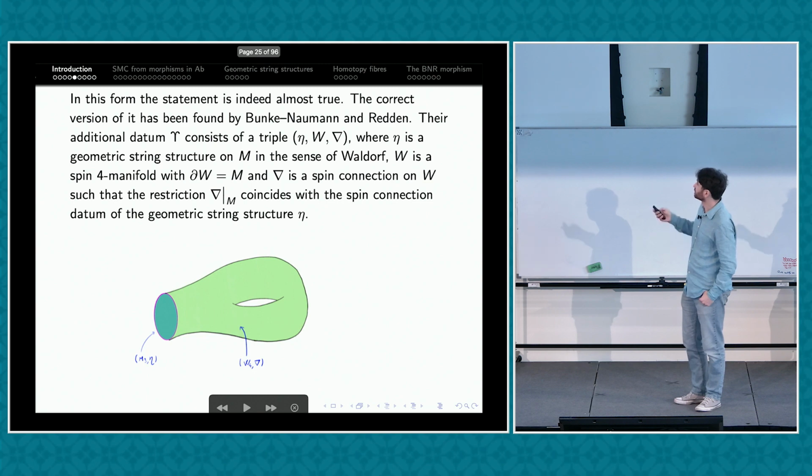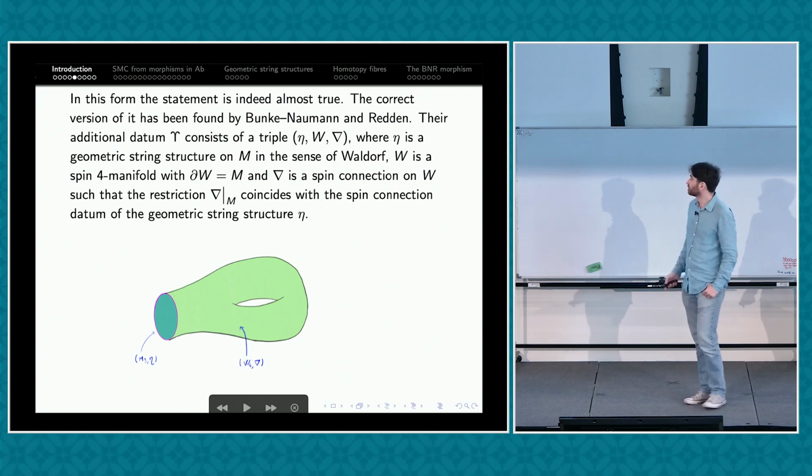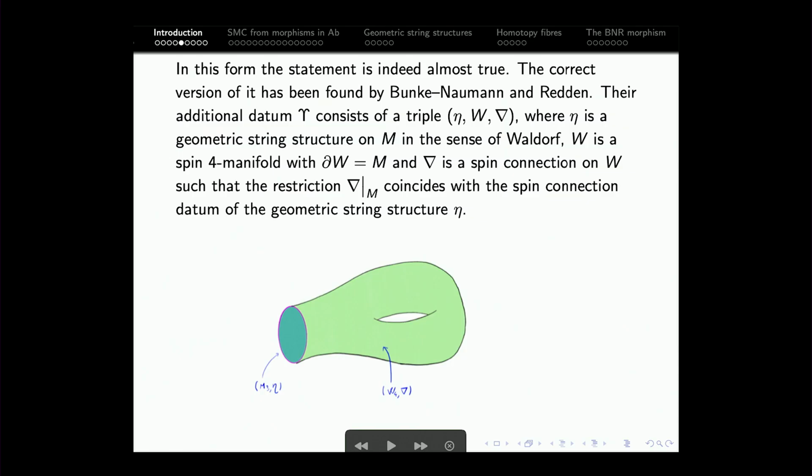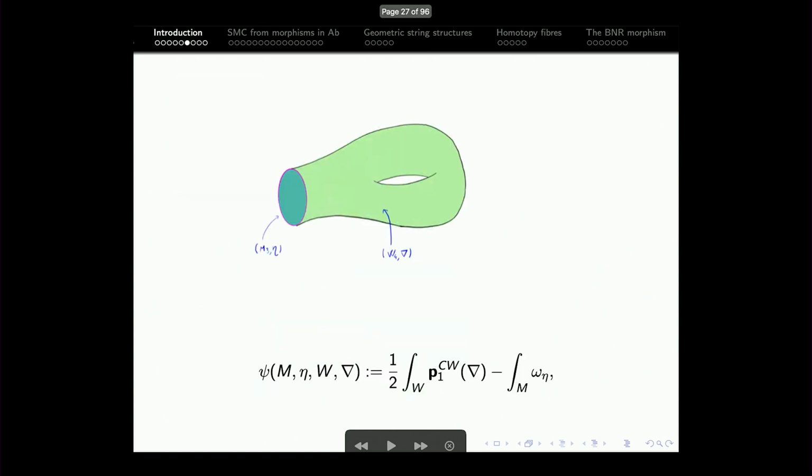Okay, this is just what I said. And now, once I have this additional datum, then I can write my integral. So my integral will have two parts. There will be a 4-dimensional integral, depending on this data here, and a 3-dimensional integral, depending on this data here. And the whole expression is this.